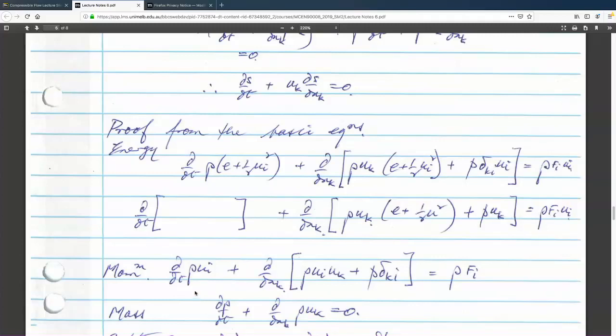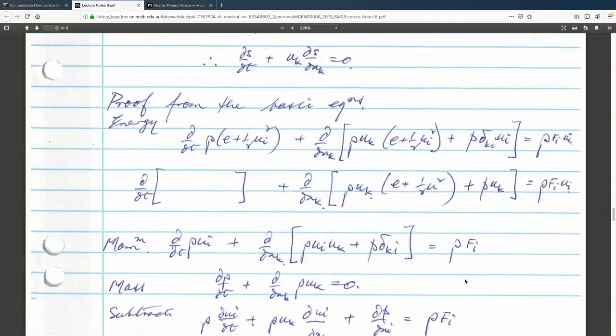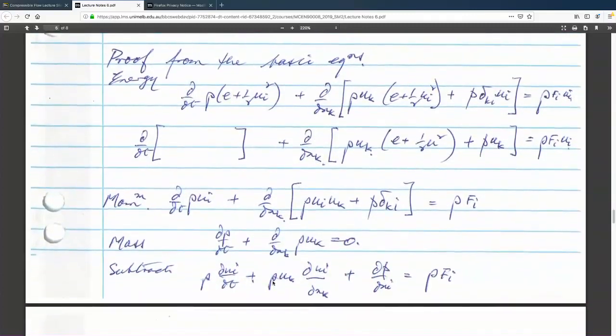And now I want to write down the momentum equation in general. The momentum equation for viscous stress equal to 0 is d/dt of rho ui plus d/dxk of rho ui uk plus p delta ki is equal to rho fi. I've done that many times. And I've written down the mass for you as well, d rho/dt plus d/dxk of rho uk equals 0.